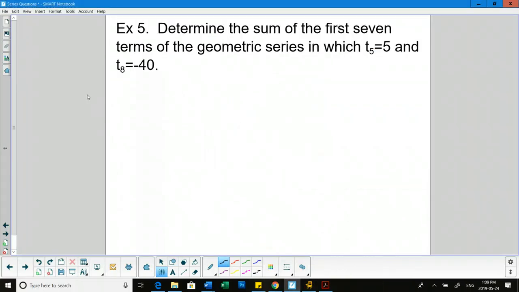Okay. All right, determine the sum of the first 7 terms of the geometric series in which term 5 is 5 and term 8 is negative 40.